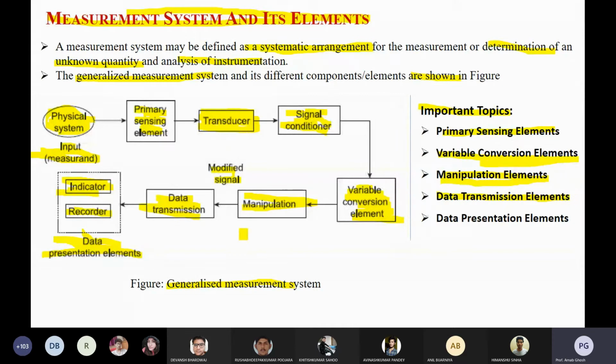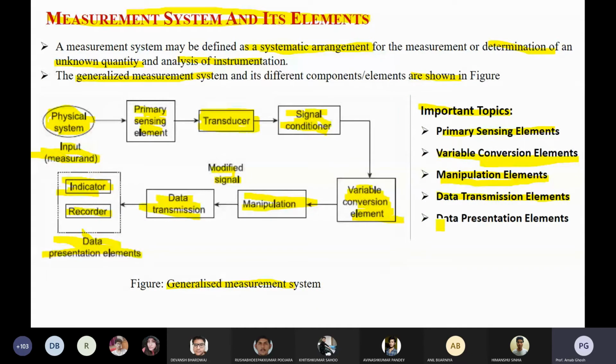Then the data presentation element, which means how you present the data. You may use some storing element where you gather the data, or you may use a simple methodology, meaning indicating instruments. Those points are very important.